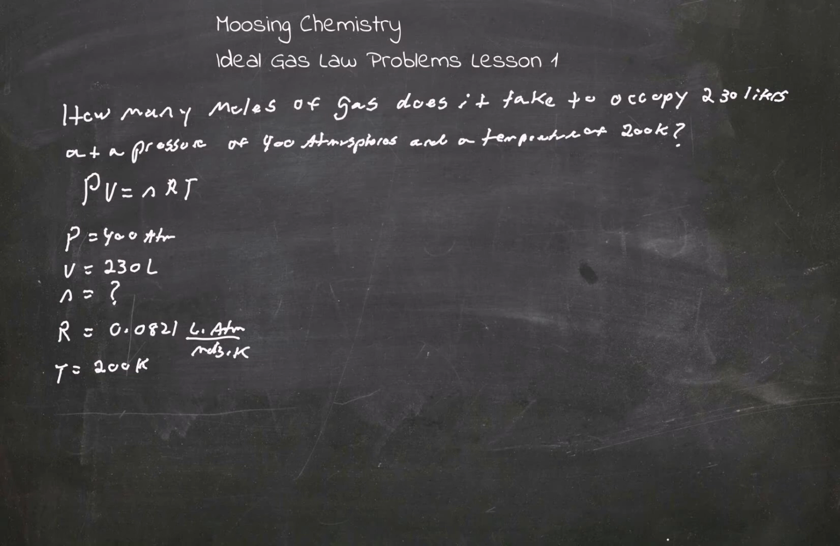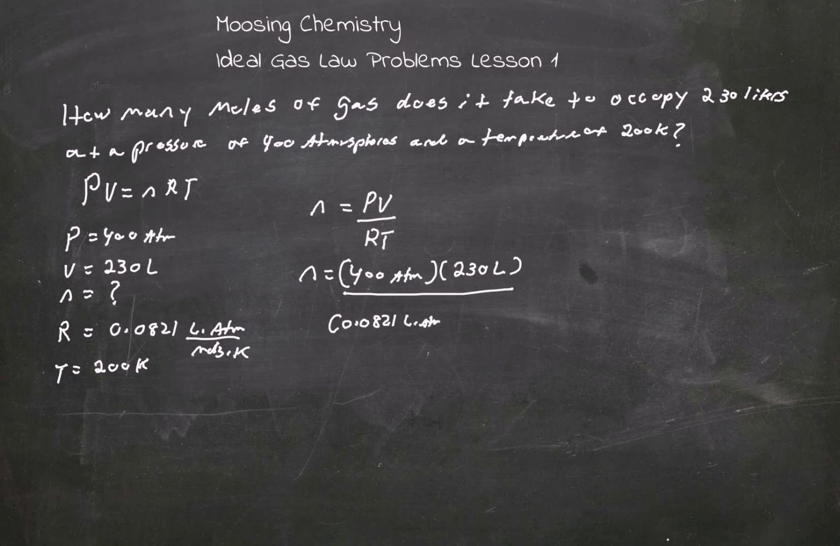Okay, so we're ready to set this problem up because we don't have to do any conversions. Everything looks good. So we're going to take PV equals nRT, and we're going to go n equals PV over RT. So we just rearranged our variables. So let's go ahead and plug in our values. We have 400 atmospheres times our volume, which is 230 liters, divided by our R value, which is 0.0821 liters times atmospheres over moles times Kelvin, times our Kelvin temperature.